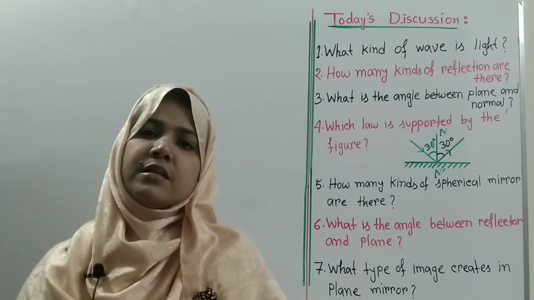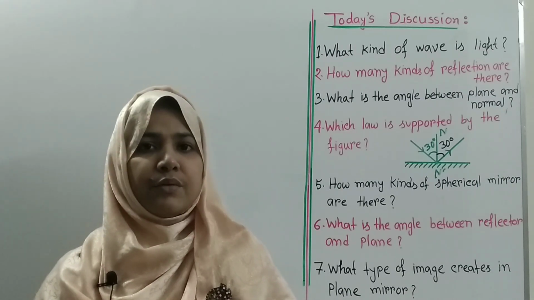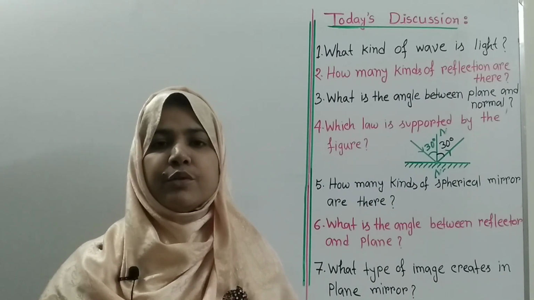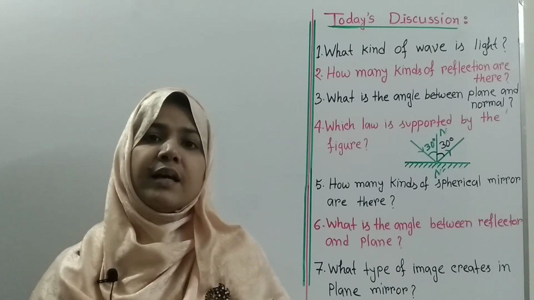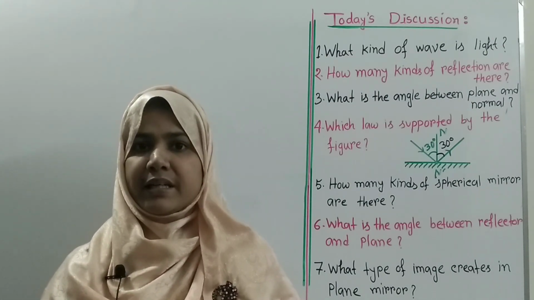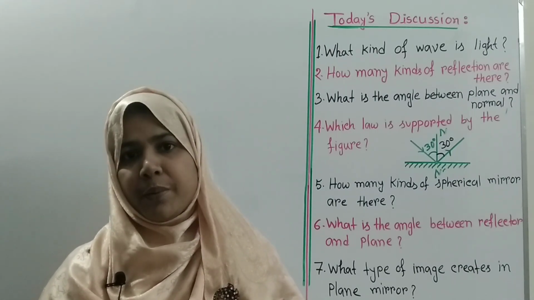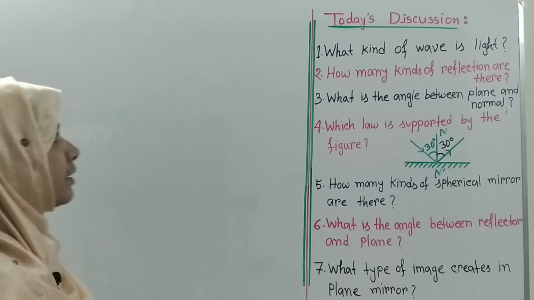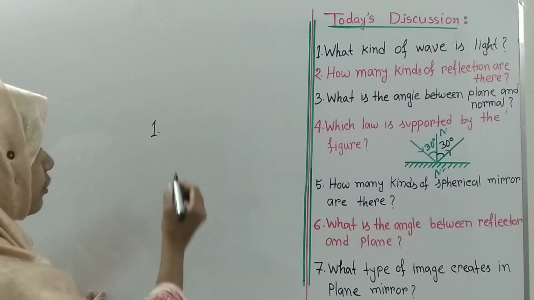You all know that there are two types of wave. One is electromagnetic wave, another one is mechanical wave. If a wave needs a medium to propagate, then that wave is known as mechanical wave. On the other hand, if a wave can move without a medium, it is called electromagnetic wave. And you know that light needs no medium to propagate. So we can say that the answer of question 1 is, light is an electromagnetic wave.